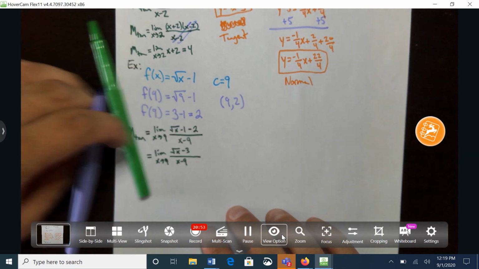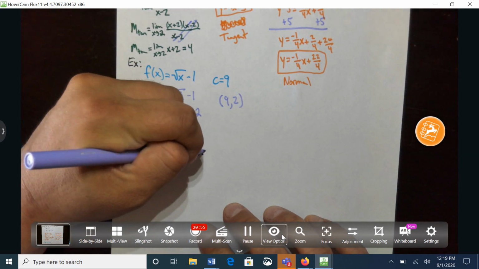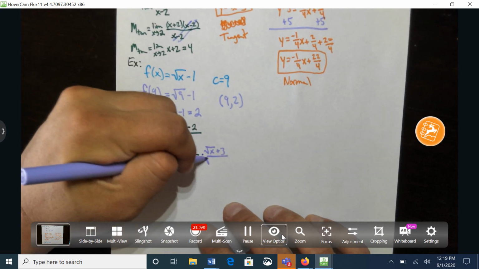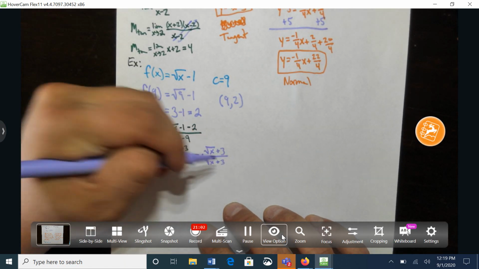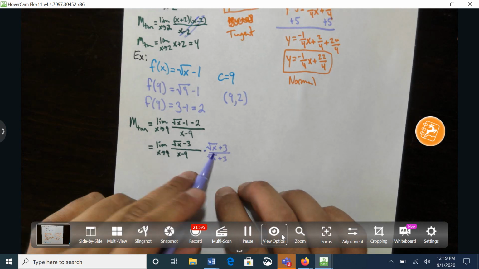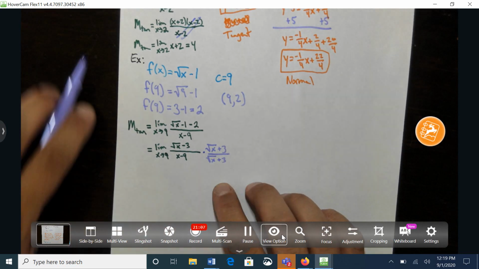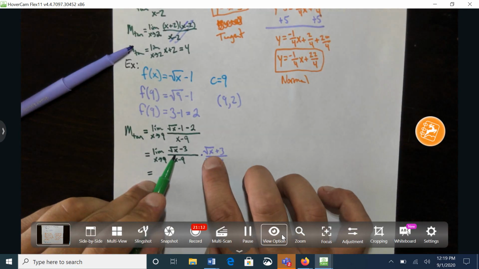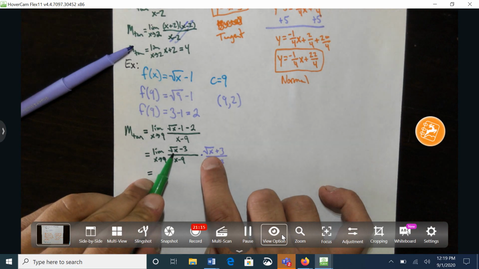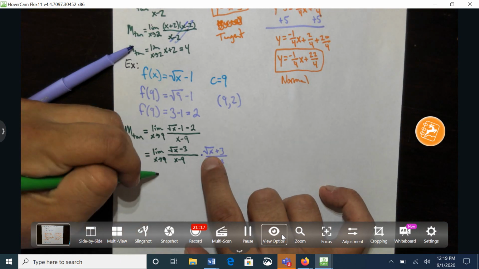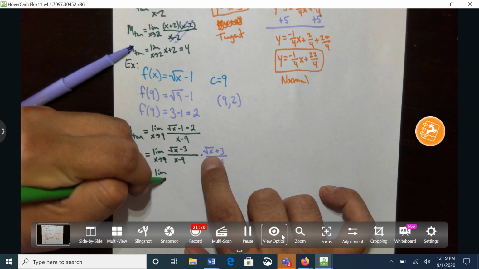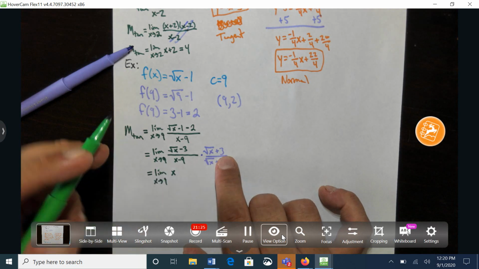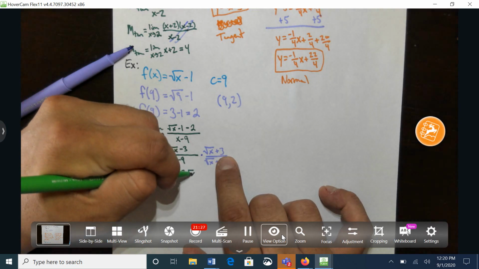Let's see. I'm going to want to multiply the top and the bottom by the square root of x plus 3. Remember, that's what the conjugate is. It's just the same thing, but the opposite sign in the middle. So we're going to want to FOIL this. Square root of x times square root of x is x. Square root of x times 3 is plus 3 square roots of x.